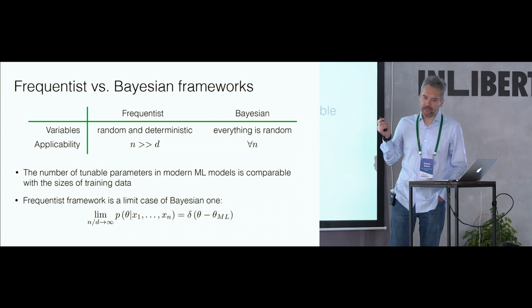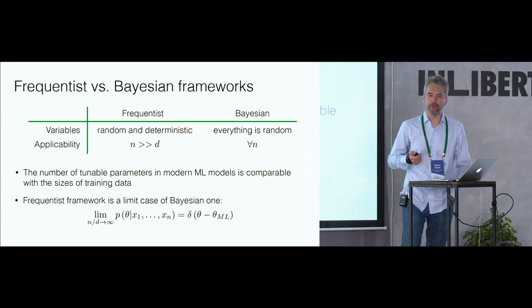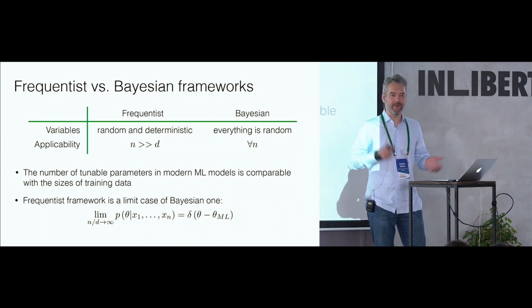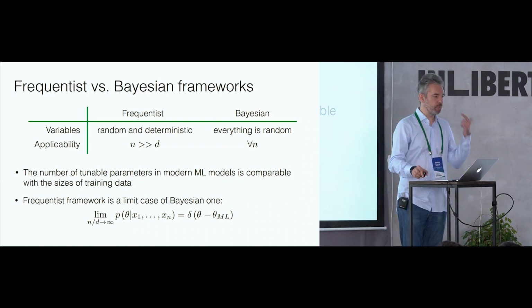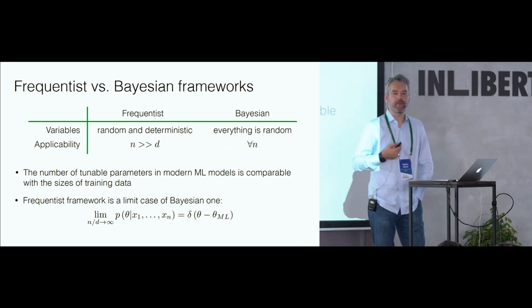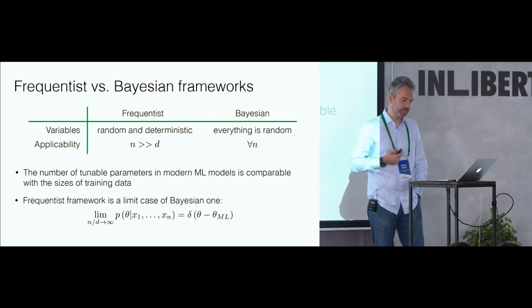To the contrary, the Bayesian framework is applicable for any number n. Even if n is equal to 0, we can still use the Bayes theorem, but of course we'll end up with a posterior which equals the prior, because I have no data. If n equals 1, 2, 3, we can already update our uncertainty. We can already extract some information in a mathematically correct form.